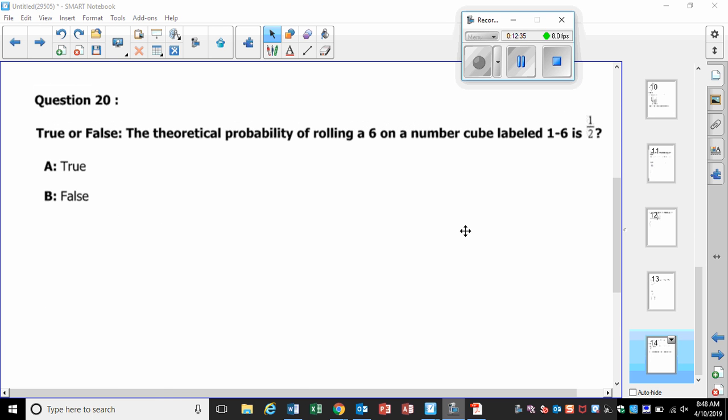Question 20. True or false? The theoretical probability of rolling a 6 on a number cube labeled 1 through 6 is 1/2. Choice A, true. Choice B, false.